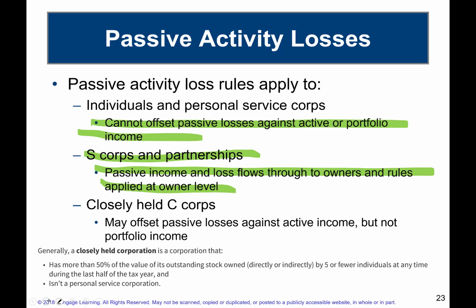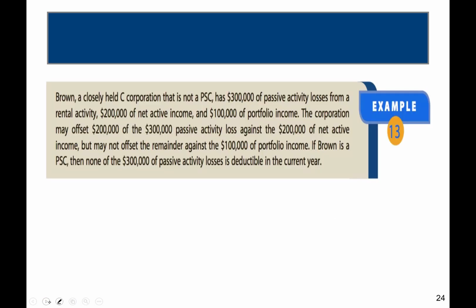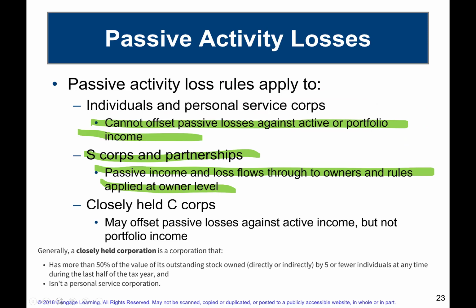Okay. Now, here's why it's a little bit more favorable for C corporations, in that they will allow them to do what? Closely held. Closely held means more than 50% of the stock is held by 5 or fewer individuals, and it's not a personal service corporation. Okay. So you can see what we mean by closely held. But closely held corporations may offset passive losses against active income.